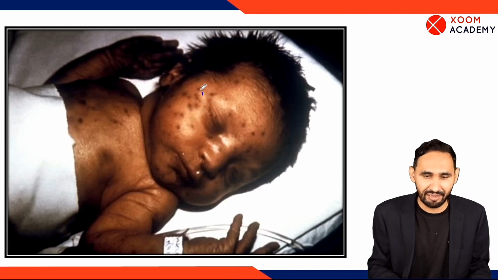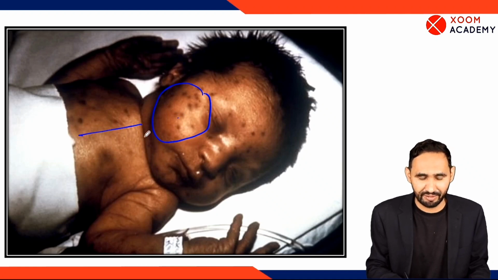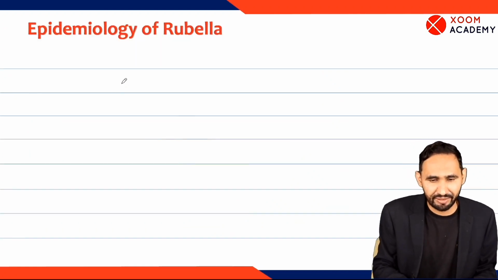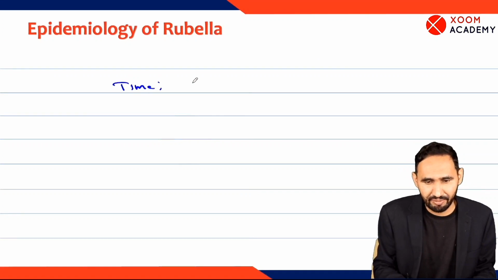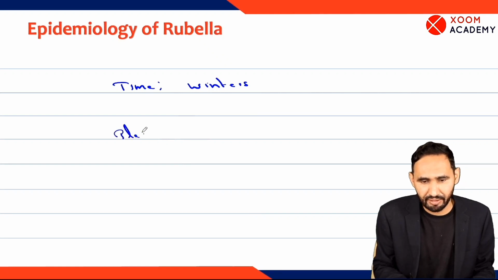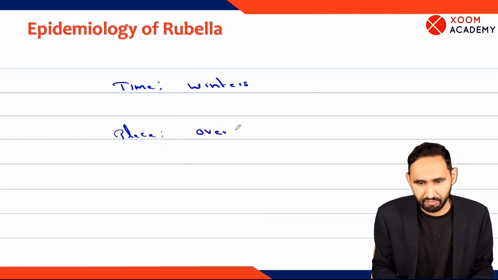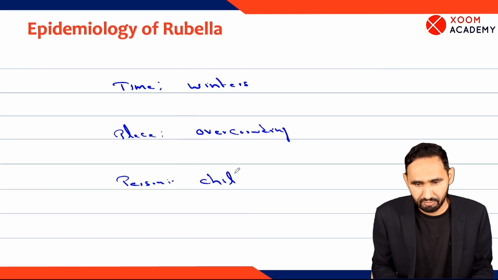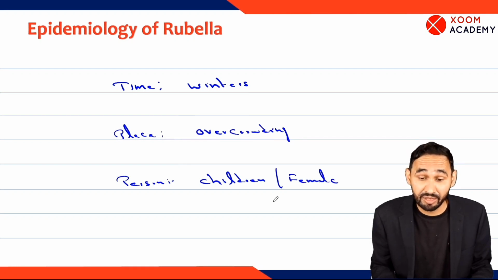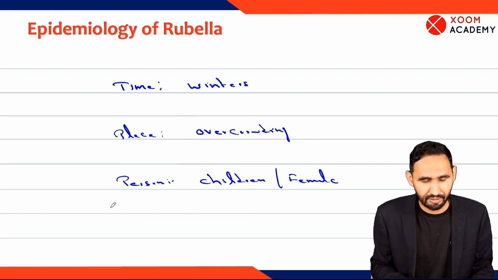You can see the rash of rubella. It starts from the face and spreads to the body. Rubella is common in winters. It is common in overcrowded places. It is common in children and females of reproductive age. Its incubation period is 2 weeks.